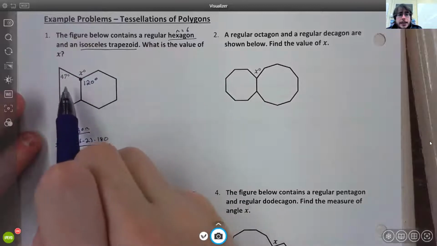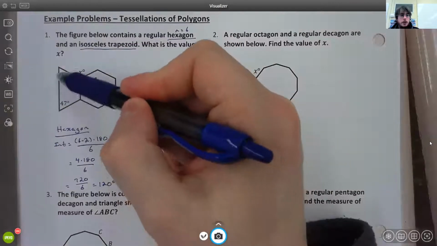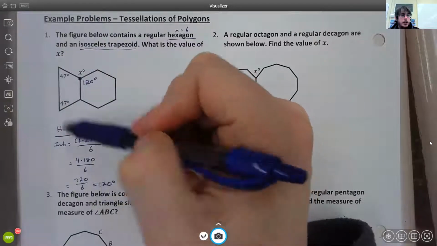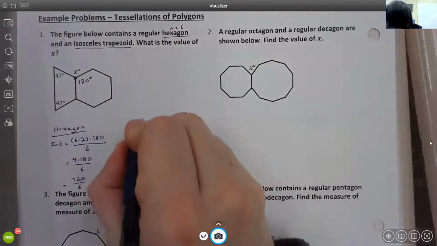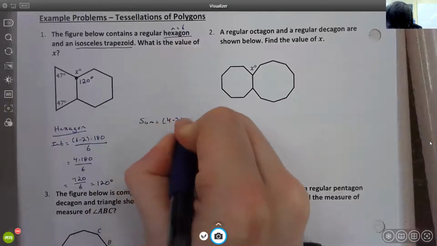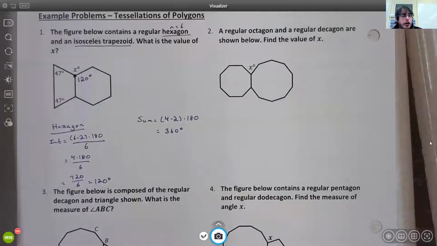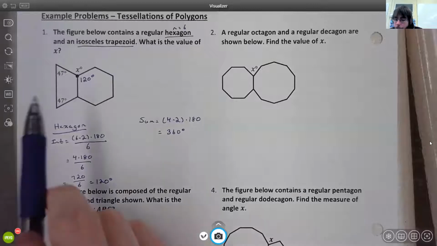Now, this next one is an isosceles trapezoid. And we haven't talked about isosceles trapezoids yet. That will come in a couple lessons. But an isosceles trapezoid has the property that you have two angles congruent to one another on the bottom base and two angles congruent on the top base. So a trapezoid is a quadrilateral. And if we find the sum of the quadrilateral, we get 4 minus 2 times 180, which is 360. Okay, that's our sum. So we know that all four of these angles have to add up to 360. Now we only know the 47s.